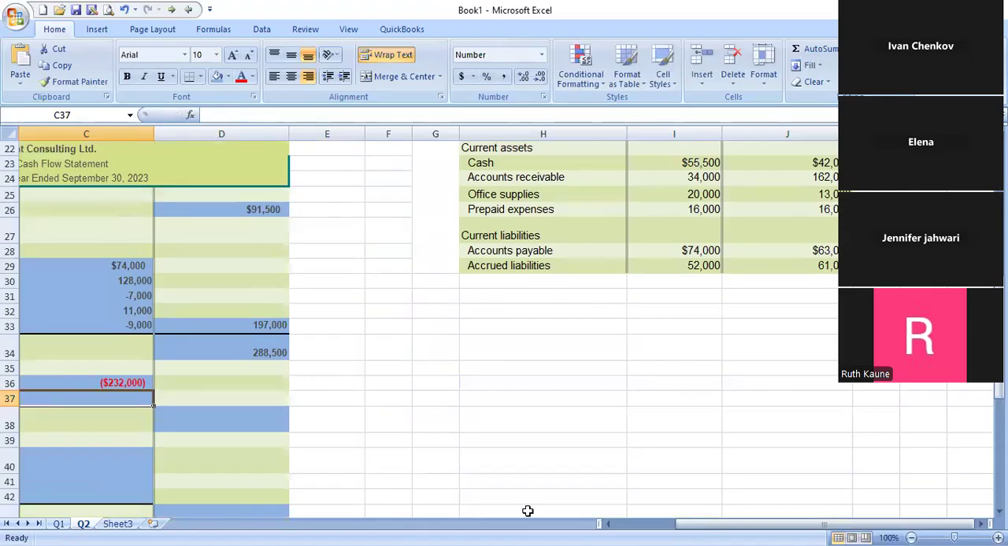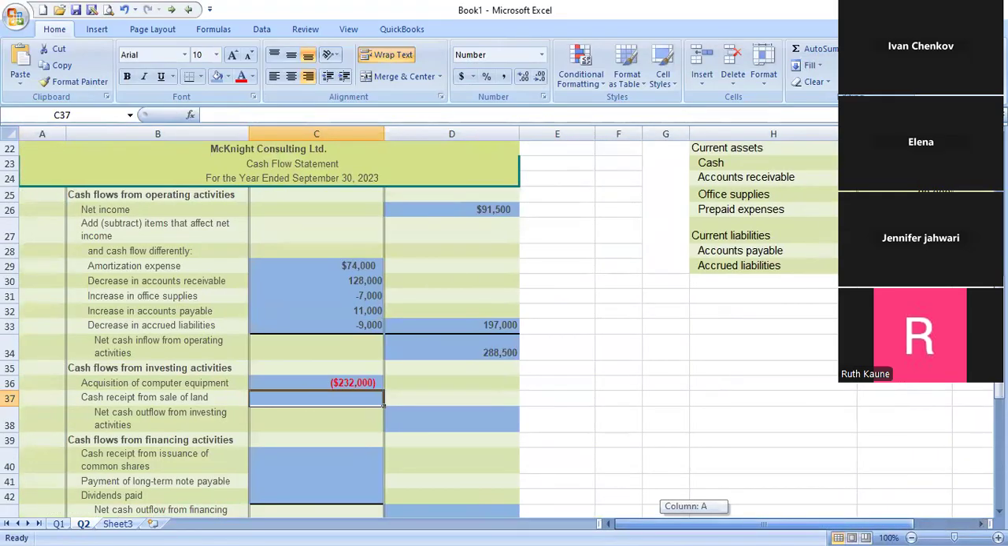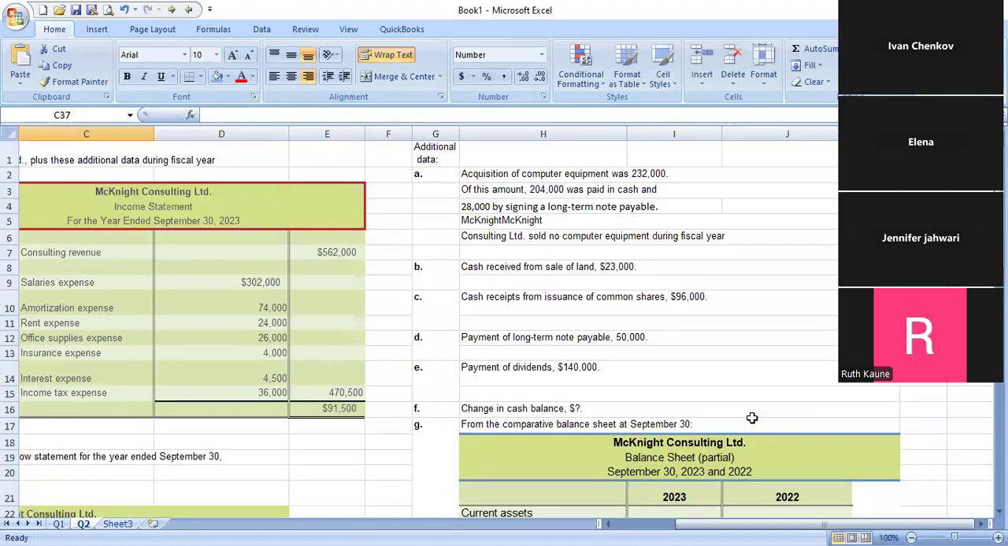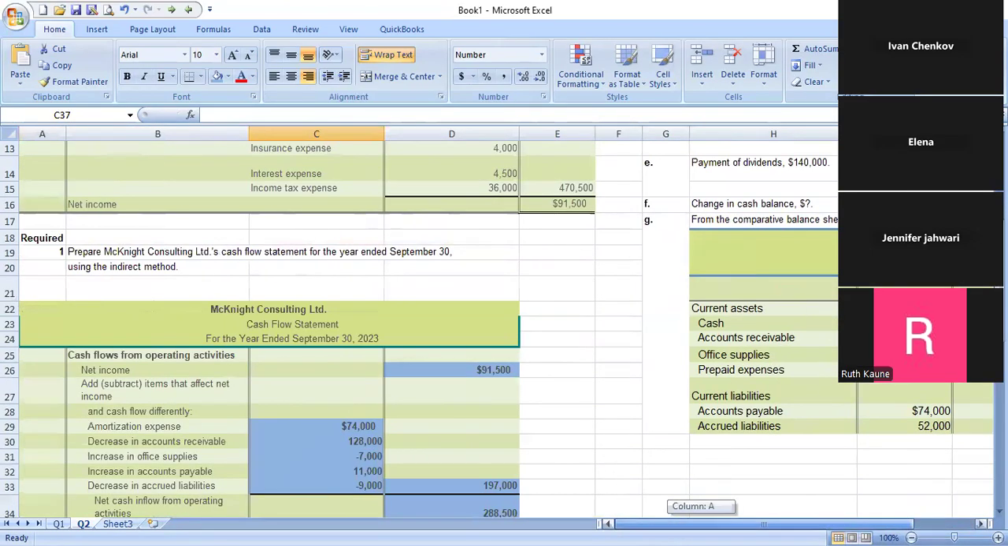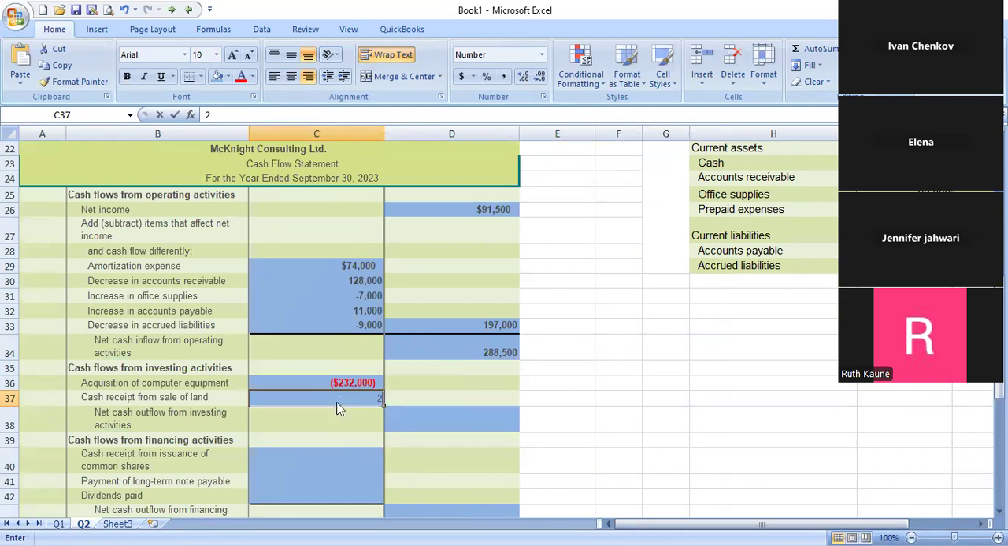Next one. Cash received from sale of land. So now we have to find out the land. Cash received for sale of land was $23,000. And we put $23,000 here, 1, 2, 3. Boom, done. What do we have to do? Combine those two amounts and put here 2009, 1, 2, 3, negative amount. Because we spent too much on the acquisition of computer equipment.